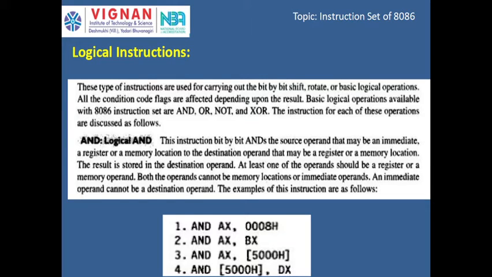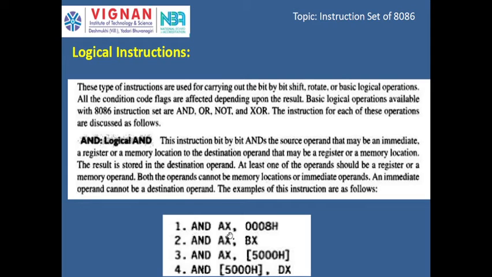So the instruction is AND, logical AND. This instruction bit by bit ANDs the source operand, that may be an immediate operand or a register or memory location, to the destination operand, that may be a register or a memory location. After executing this instruction, the result is stored in the destination operand. For these logical instructions, at least one of the operands should be a register or a memory operand, and any immediate operand cannot be a destination operand.